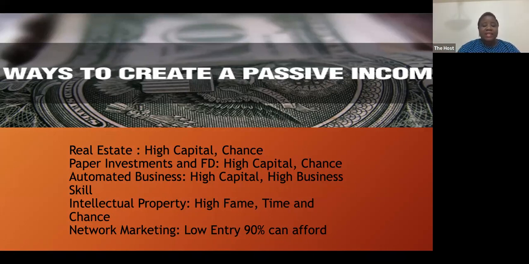And finally is network marketing. Now, network marketing is quite unique as one of the ways that one can create passive income. Why do I say that? I say that because of all the ways that I mentioned earlier, it's the one that has the lowest barrier to entry, meaning that you don't need special education to do it. You don't need special skill to do it. You don't need years of experience to do it. You don't need a lot of money to do it. So it's accessible to 90% of the population of the world.